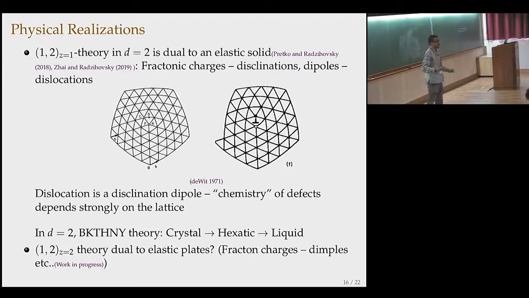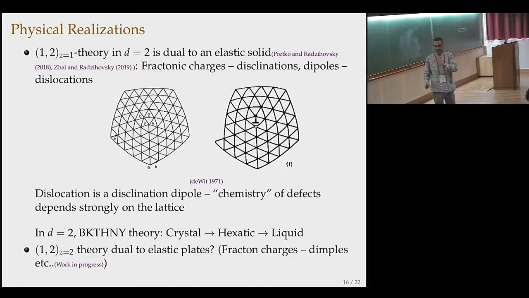So why is this interesting? Because there's a theory in d equal to 2, the Berezinskii, Kosterlitz, Thouless, Halperin, Nelson, Young theory, which shows that there's a crystal to liquid transition in these. First, by the proliferation of dislocations, that is crystal to hexatic, and then hexatic to liquid by proliferation of disclinations. Okay?